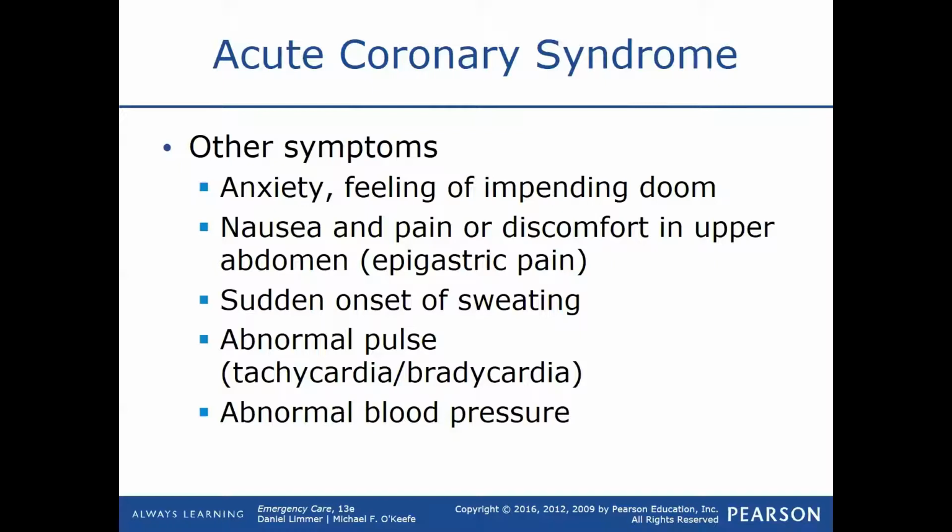Bradycardia is a heartbeat that's below 60 beats per minute, all right? And then obviously abnormal blood pressure is another finding of acute coronary syndrome. Now for a patient having acute coronary syndrome, do you think the blood pressure is going to be elevated or is going to be down? Hypertensive or hypotensive? James, what do you think?